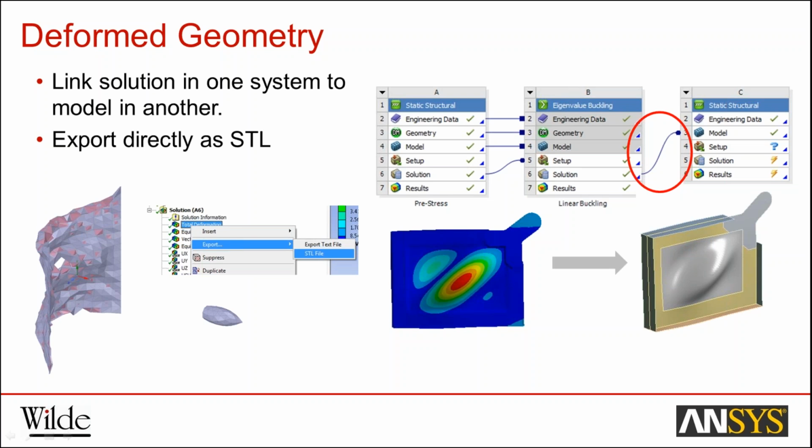In addition to that, we can now also export our deformed geometry directly as an STL file. To do this, we simply right-click on the total geometry plot, go to Export and then hit STL file, and it'll generate an STL file of the deformed geometry that's shown on screen. We can then take that deformed geometry into a package like SpaceClaim, for example. It's got some really good STL editing features, and we can maybe smooth that geometry out and use that for some additional analysis or use it for some marketing purposes.